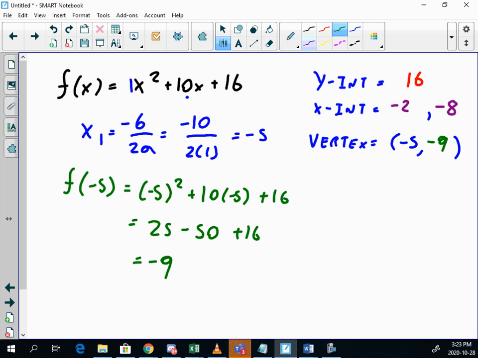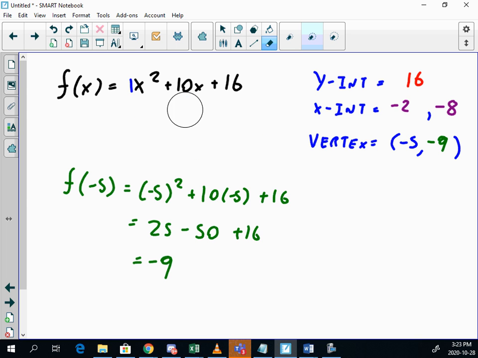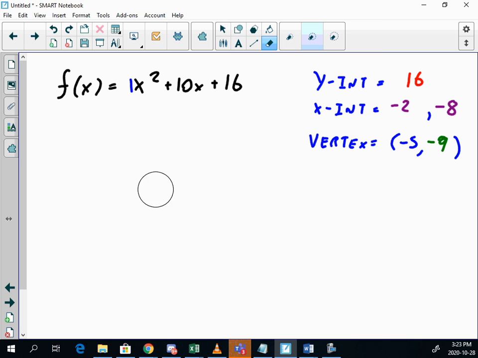Okay, so I've now found all important and relevant information about my function. All that's left to do is graph it. And again, I'm going to erase what's here, but I'm not doing that because you should erase what's on your page. I'm doing that to just give myself a little bit more room to work.